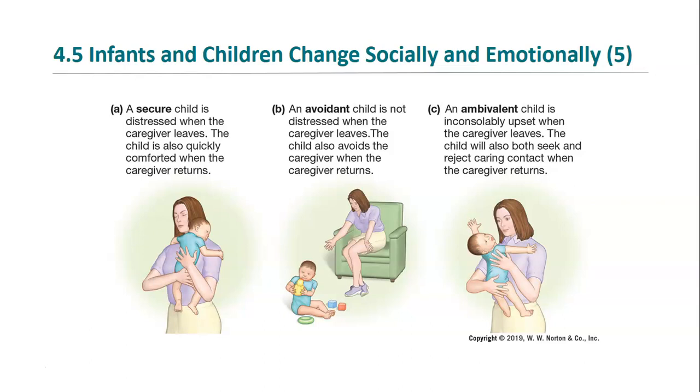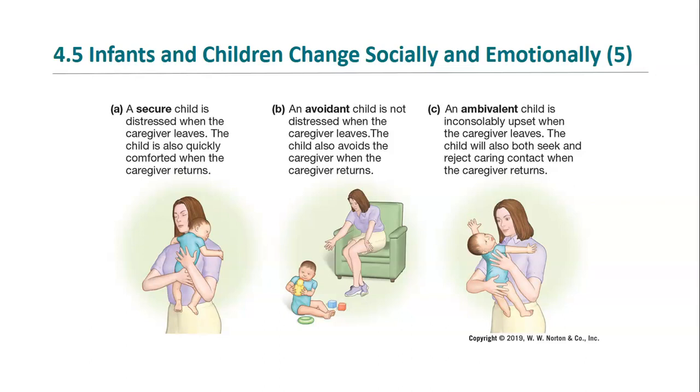In the first pattern, the secure attachment, the child plays easily with the toys, gets upset when mother leaves, but is easily comforted when she comes back. In the second pattern, the avoidant attachment, the child pretty much ignores their mom, plays with the toys, and doesn't pay much attention when mom leaves or when she comes back.